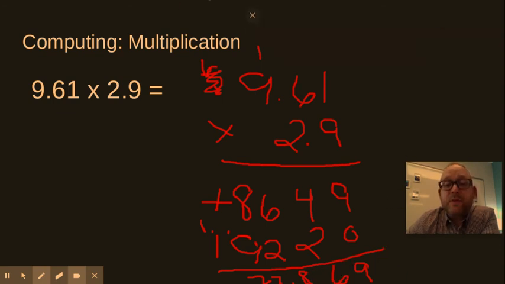Is that reasonable? Well, yes, because 9.61, we could round that down to 9. And if we rounded this guy up to 3, 3 times 9 is actually 27. This one's a little bit low. This one's a little bit high. So our number being a little higher than 27, that is reasonable and it makes sense.